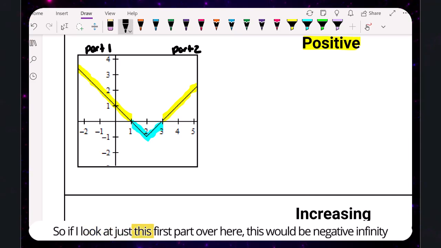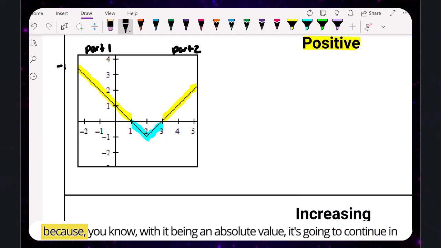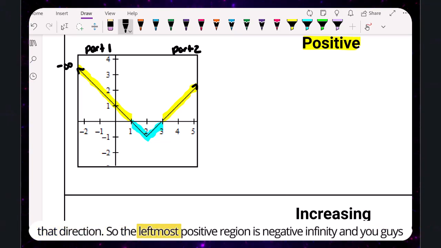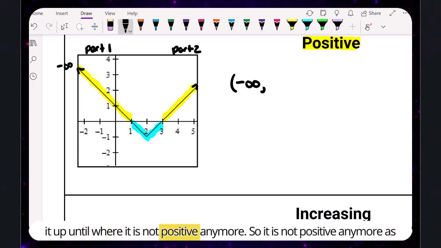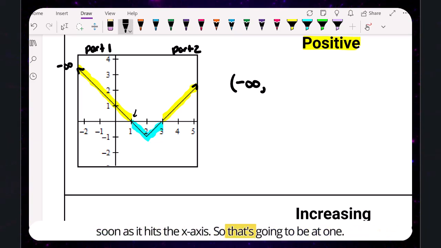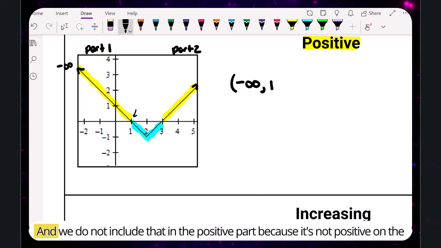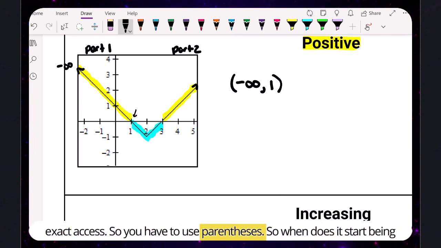So if I look at just this first part over here, this would be negative infinity because, with it being an absolute value, it's going to continue in that direction. So the leftmost positive region is negative infinity, and you guys know that we're going to put parentheses around that. So we're going to track it up until where it is not positive anymore. So it is not positive anymore as soon as it hits the x-axis. So that's going to be at 1. And we do not include that in the positive part because it's not positive on the exact axis. So you have to use parentheses.